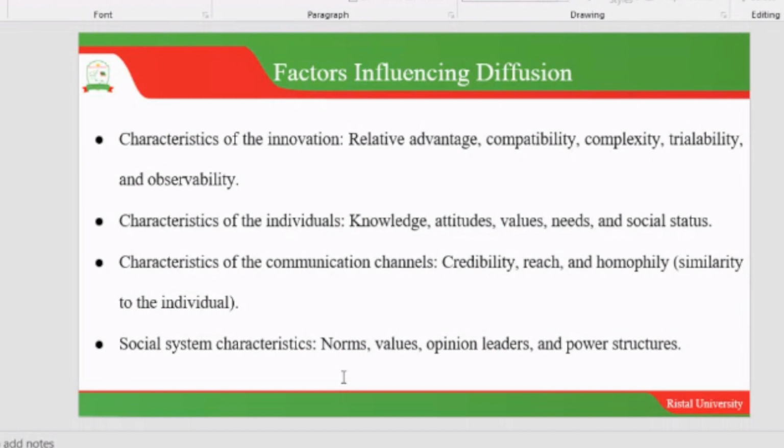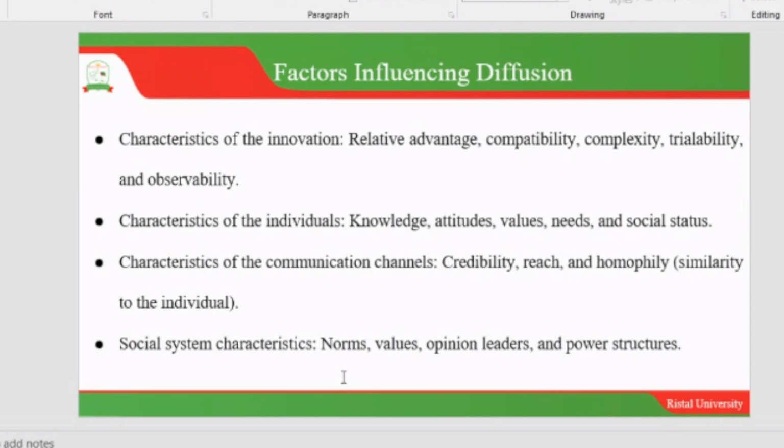Compatibility, complexity, reliability, and observability. We are going to look at these aspects in the subsequent slides. Then characteristics of the individuals as another key factor of whether people adopt your innovation or not. In this case, we are looking at the knowledge of the people. How knowledgeable are they to use those apps that you are bringing in place? Okay. What are their attitudes towards technology if you are bringing in a technological innovation?